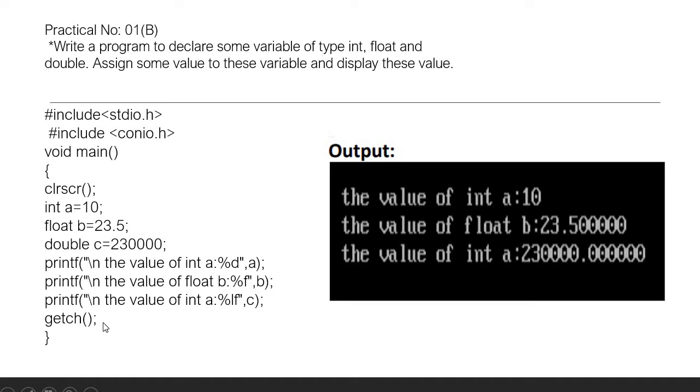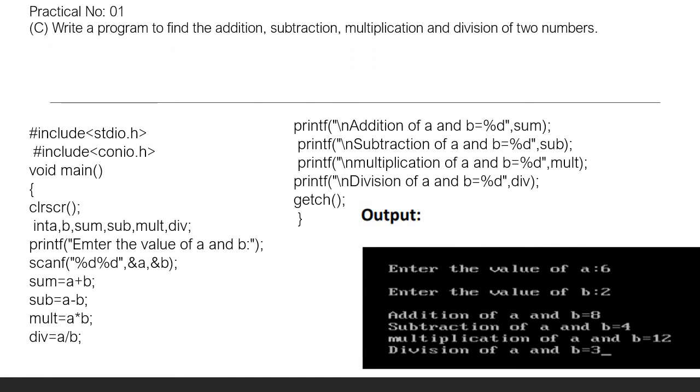Once you have declared this, you have to compile your program and run your program. To compile the program, we have to press Alt F9, and once you get 0 errors, you can run your program with the help of Control F9, and you can get output this way. Now I will move towards the next practical part, that is arithmetic operations.